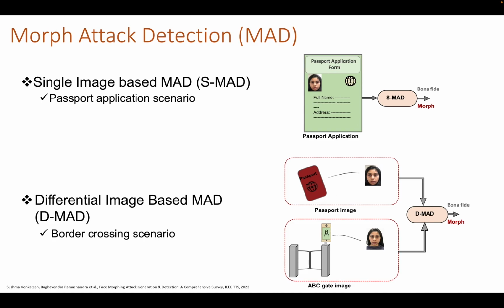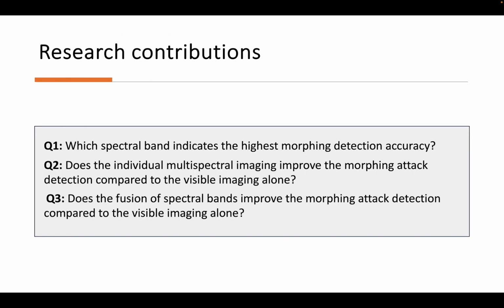There exist several techniques for both single image based techniques as well as differential image based MAD. But all these existing techniques available today are for the visible spectrum. That means, given the RGB image, and the border gate is also capturing the RGB image, the DMAD techniques are devised to work within the RGB image.